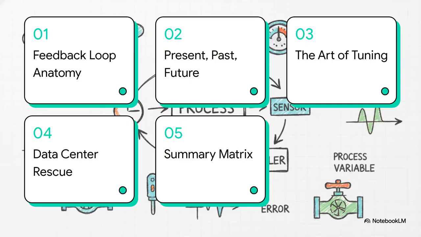Here's our roadmap for today's explainer. Number 1, anatomy of a feedback loop. 2, the present. 3, the past. 4, the future. 5, the art of tuning. And finally, number 6, we'll look at a data center rescue.